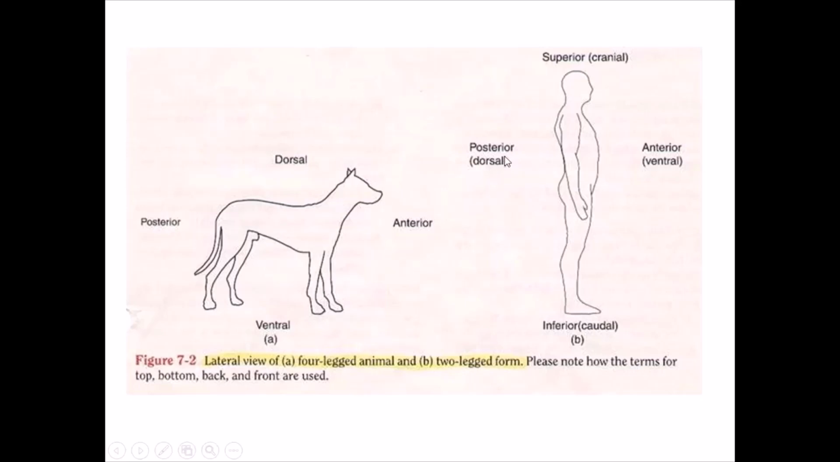The same thing for posterior and dorsal in humans. Posterior in the back side and dorsal in the back here also. They are in the same plane. Whereas in animals that walk on all four, dorsal is on the side of the back and posterior next to the tail here.